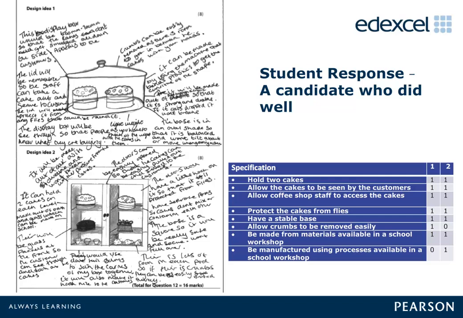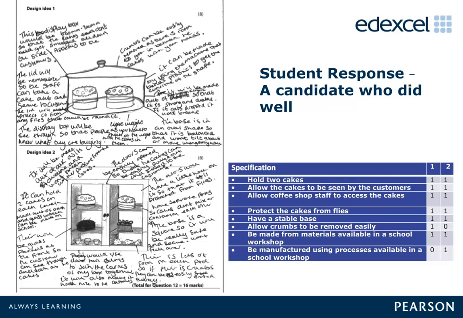The second solution shows a cabinet with the cakes held on shelves behind glass doors. This solution also scores 7 marks. It was not awarded a mark for the point relating to the removal of crumbs, where they simply state that they can be brushed away.